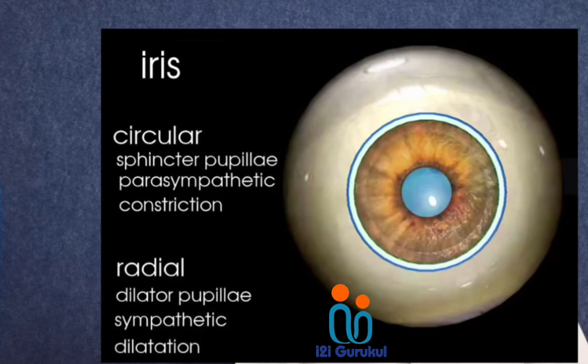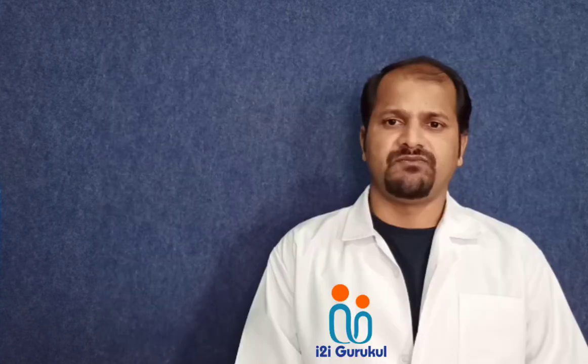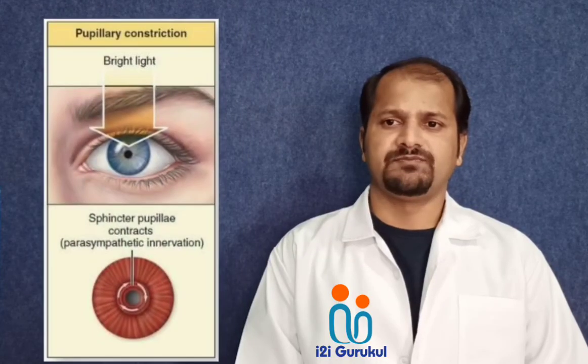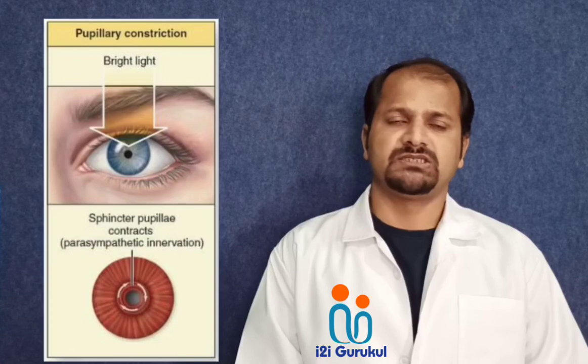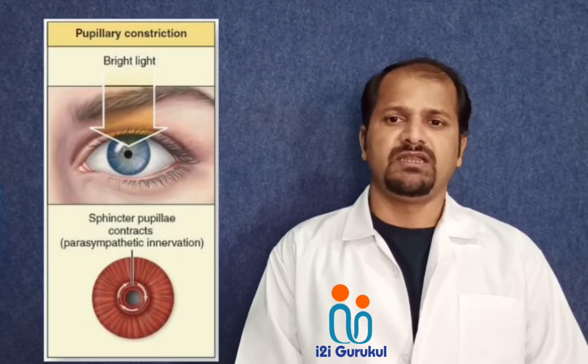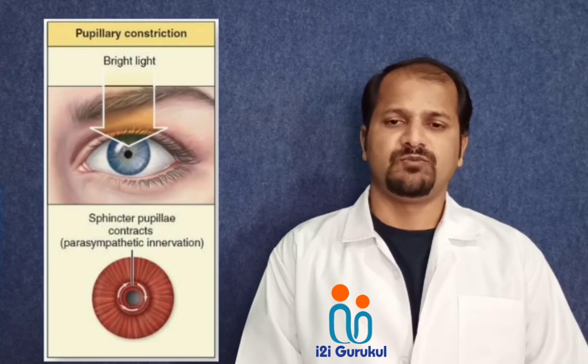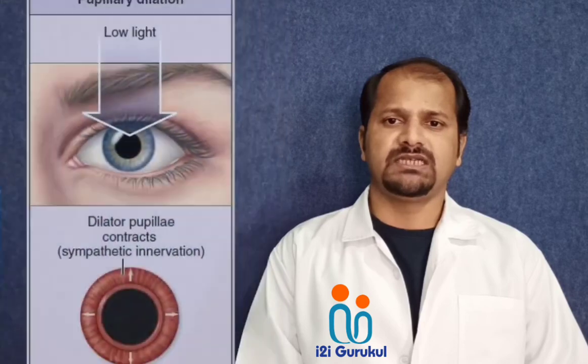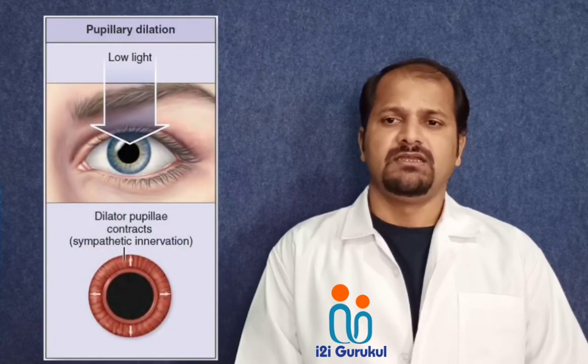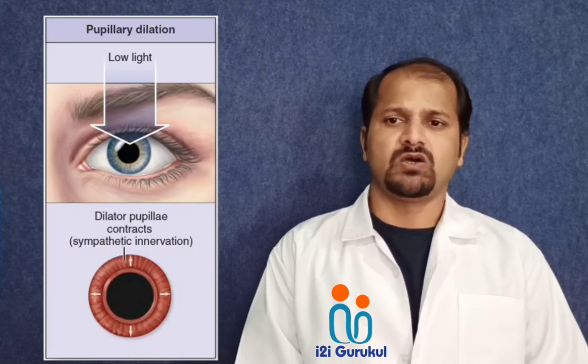One is the sphincter pupillae and the second one is the dilator pupillae. Now we will go through these two muscles. The first one, the sphincter pupillae, is a circular bundle of smooth muscle running around the pupillary margin. This muscle causes constriction of the pupil. Coming to the second one, the dilator pupillae. These are arranged radially near the root of the iris and cause dilatation of the pupil.